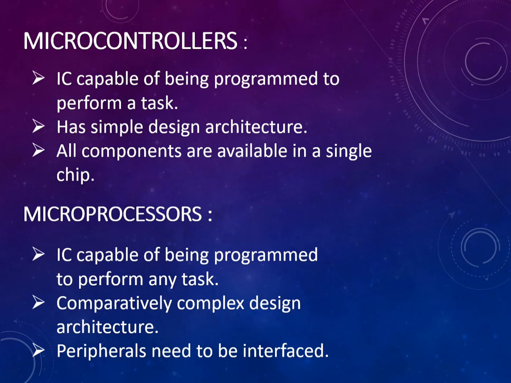Microcontrollers are highly capable of being programmed to perform a task. They have a simple design architecture, all components are available in a single chip, and they are less flexible with less design complexity. Microprocessors are highly capable of being programmed to perform any task. They have a comparatively complex design architecture, and peripherals need to be interfaced. They are more flexible compared to microcontrollers, and have more design complexity as well.